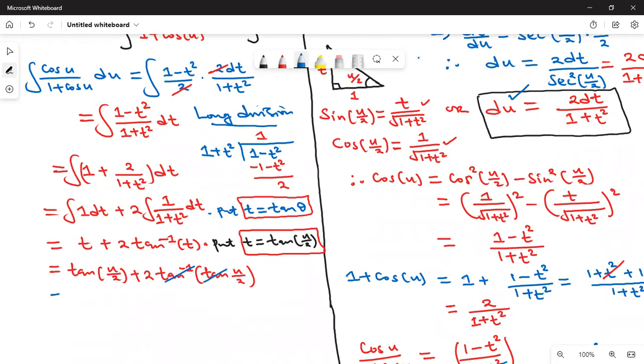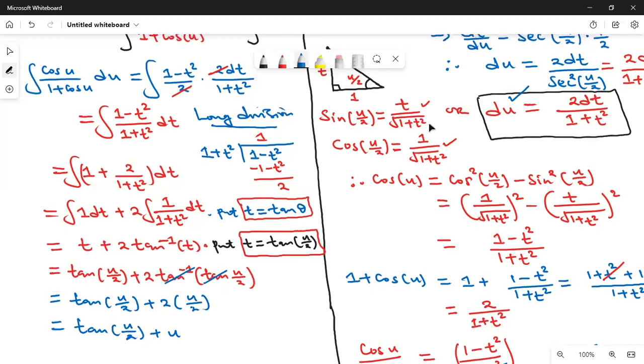So this you can write as tan u over 2 plus 2 times u over 2, which is simply u because the 2's will cancel. So this can be written as tan u over 2 plus u. You see what you have found? That is the integral of cos u over 1 plus cos u with respect to u.